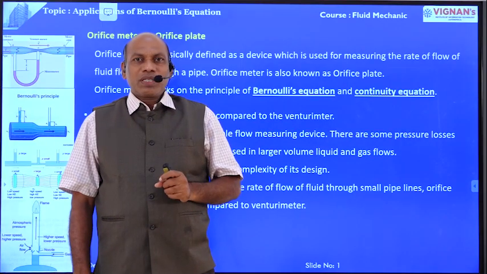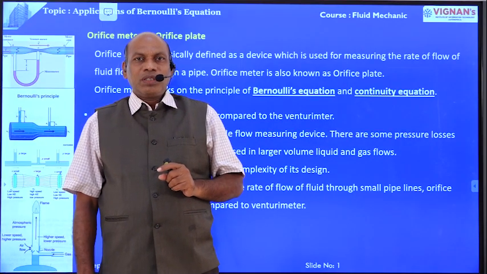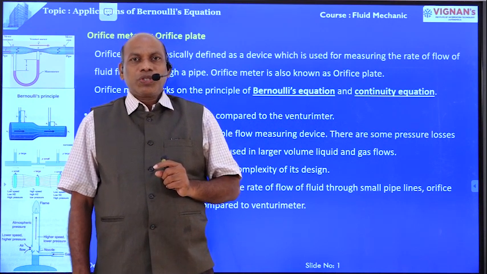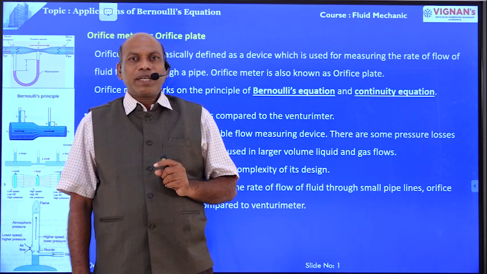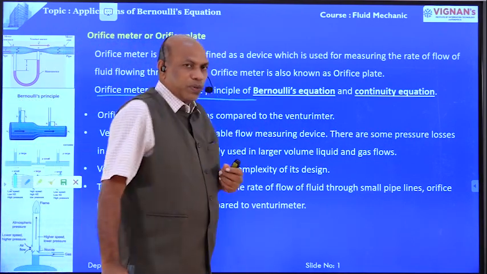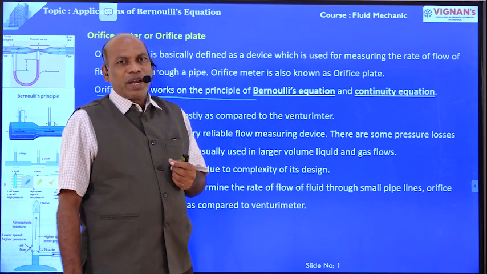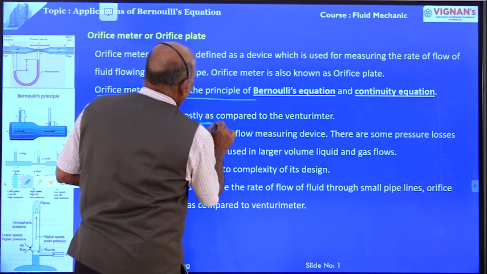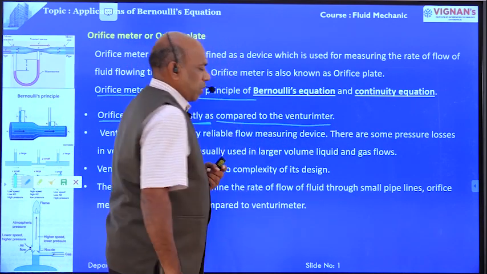Now we are going to discuss the orifice meter. The orifice meter is the device which is used to measure the flow rate in pipes. The orifice meter works on the principle of Bernoulli's equation and the continuity equation. The orifice meter is less costly as compared with the Venturi meter.